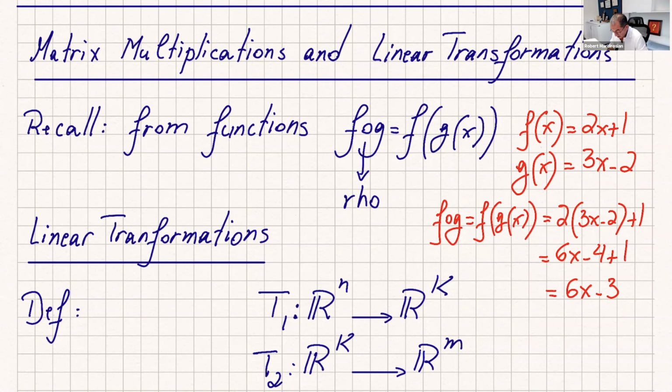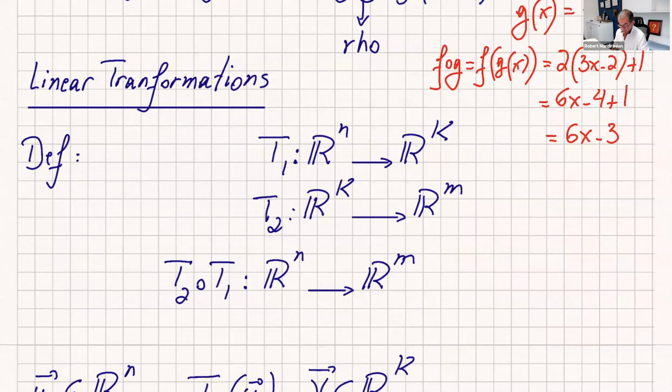See how that works for transformations. If you have a first transformation, you go from Rn to Rk, and the second one, you go from Rk to Rm, and make sure these are the same. Now T1 ∘ T2 is going to go from Rn to Rm, from here to here. So let's look at it another way. If you have a vector u in Rn, T1 of u is going to give you a vector v in Rk, and T2 of v is going to give you a vector w in Rm.